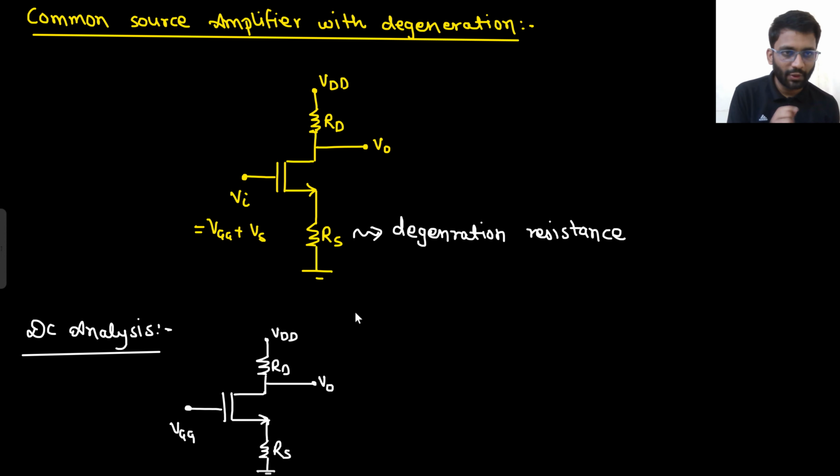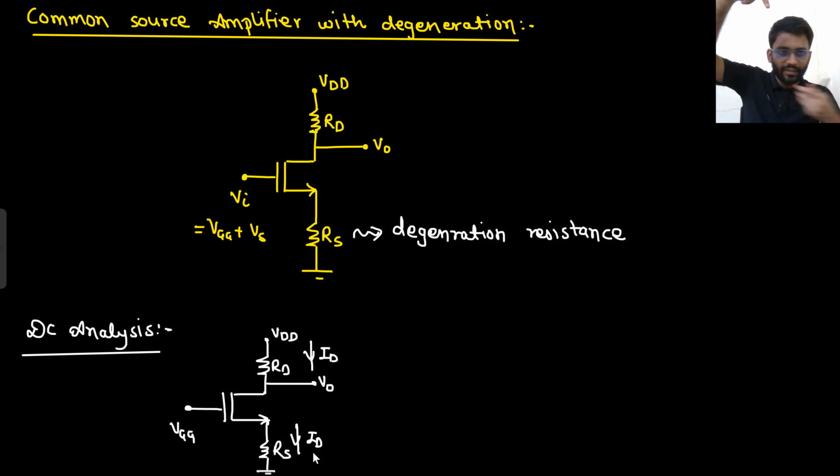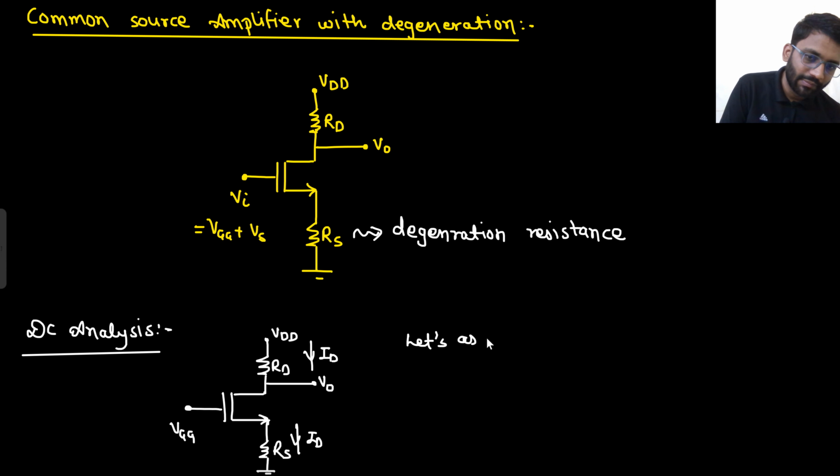Now, let's assume because of temperature, your ID slightly increases. This is the ID which will be flowing through RD as well as RS, because there will be a similar current ID in RD and RS. So let's assume that because of any parameter, temperature, ID increases.